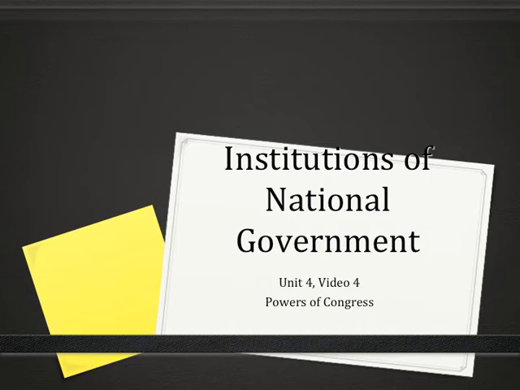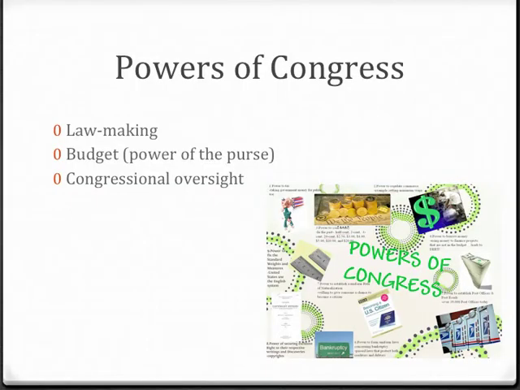All right, institutions of national government, Unit 4, Video 4, powers of Congress. They have three main powers: lawmaking, budget power, which is also known as the power of the purse, and the power of congressional oversight. So we'll talk about each one of these. Obviously, their biggest power is lawmaking, so that's the one we'll spend the most time on.